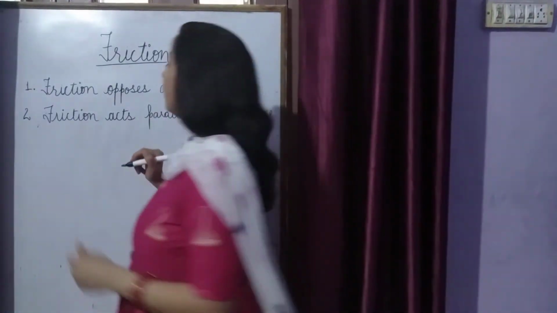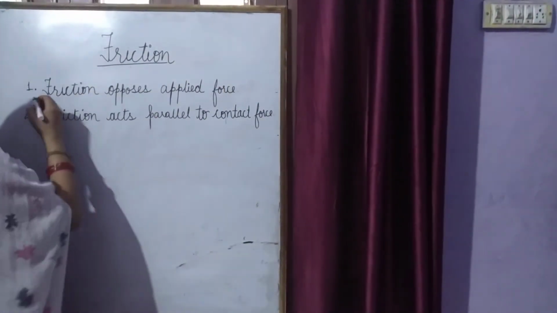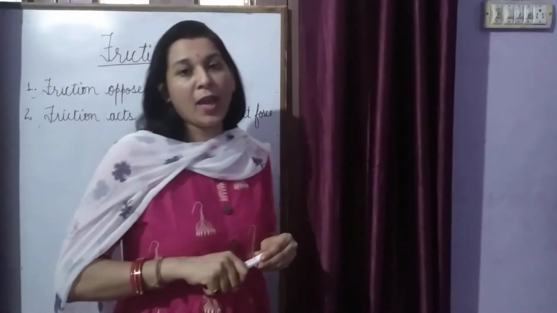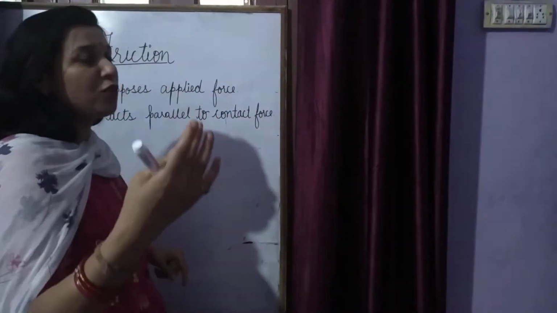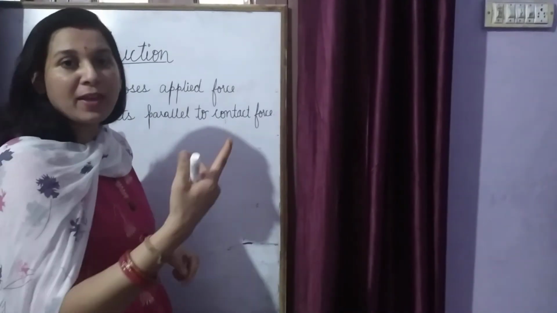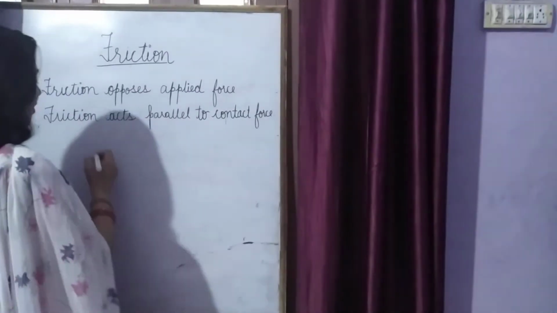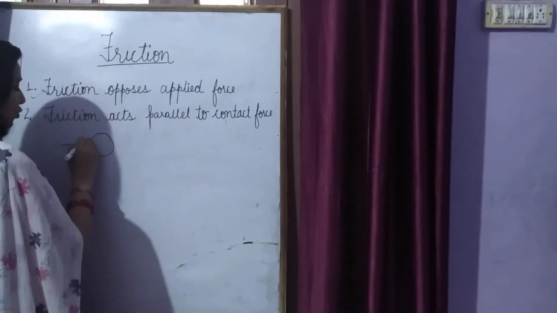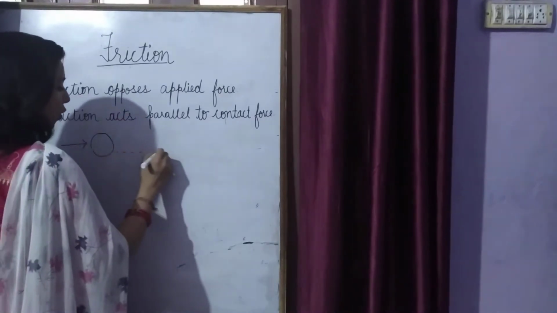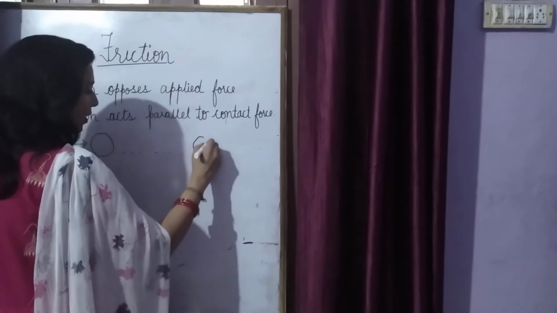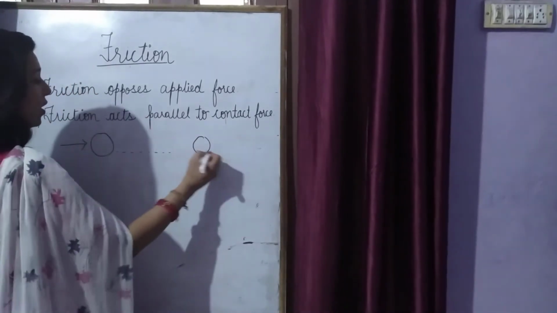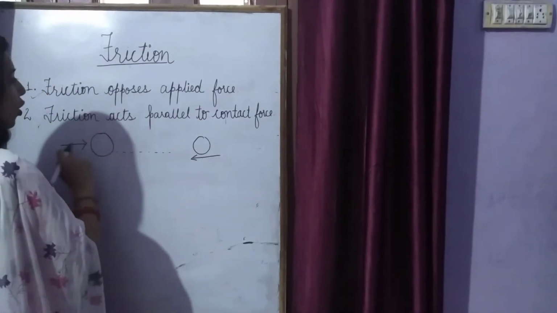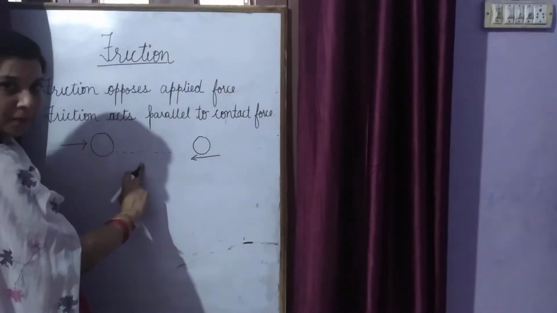So the first one: friction opposes applied force. Just take again the same example of the ball. If this is your ball and the force is applied in this direction, the frictional force will stop it somewhere. The friction will act opposite to the applied force.